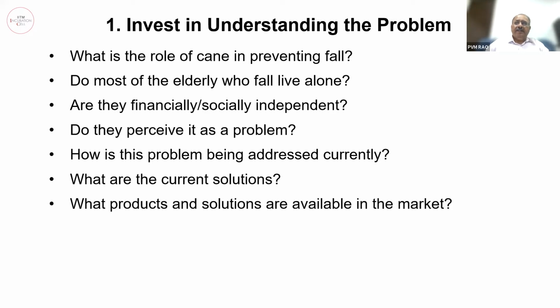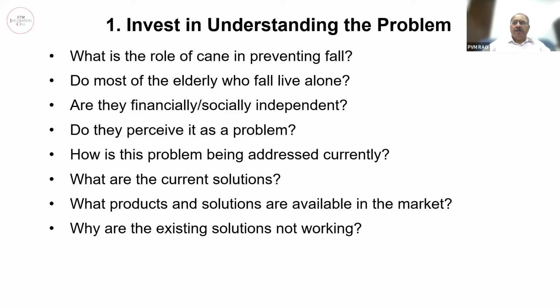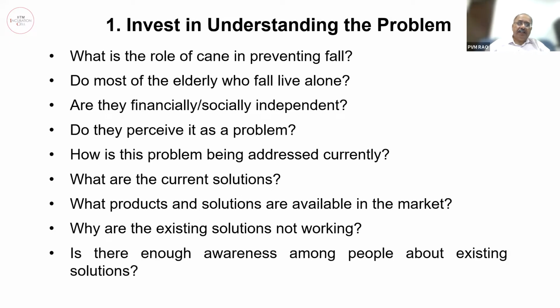And some of these solutions may have actually made it to a market. I would also like to get an idea what products and solutions are available for elderly to buy and use. And if the problem is not solved after all these years, there may be a reason why the existing solutions are not working and the problem still prevails. Even today, like in 2022, it's still a big unresolved problem. So that means there is still a huge scope for finding a solution or improving a solution.